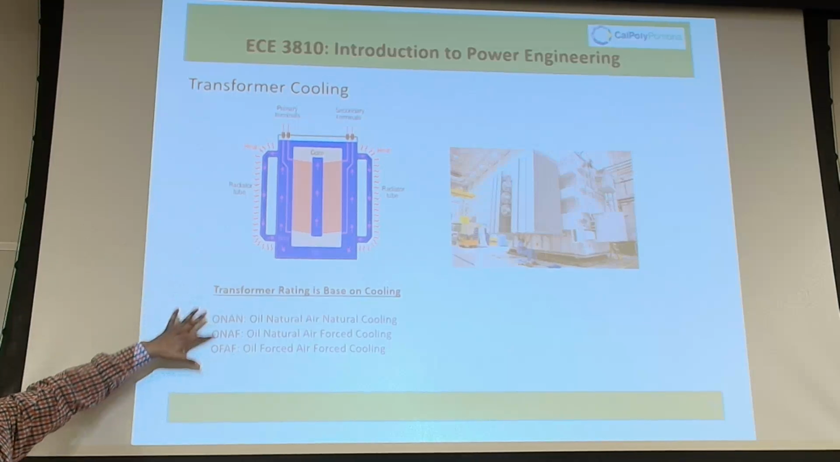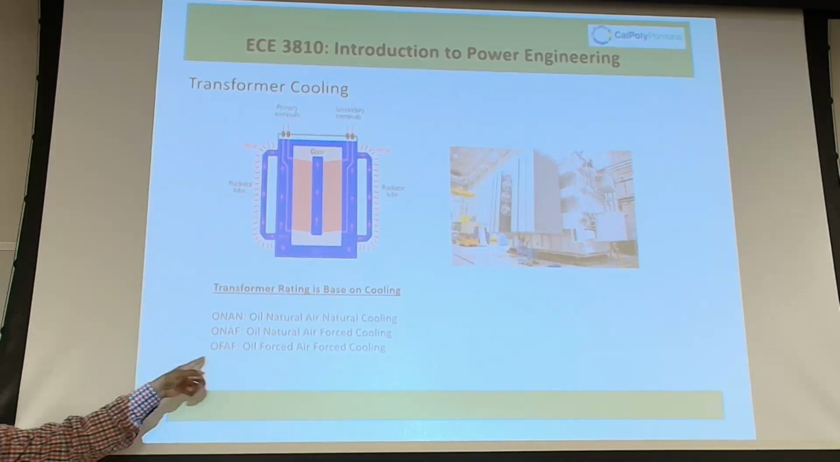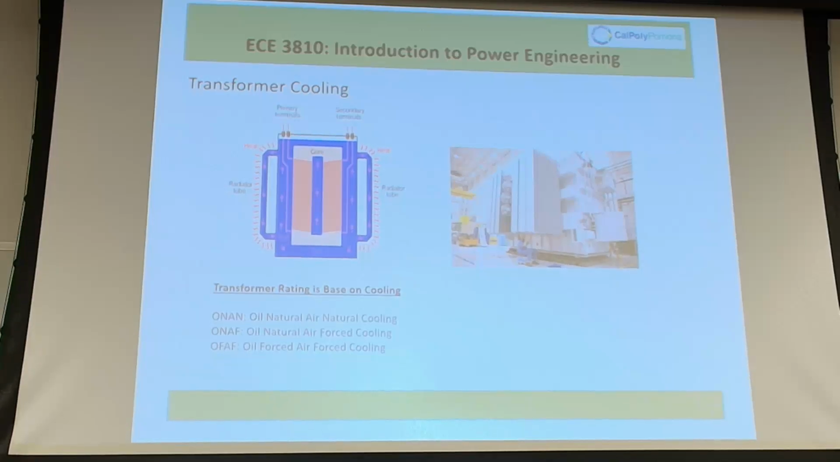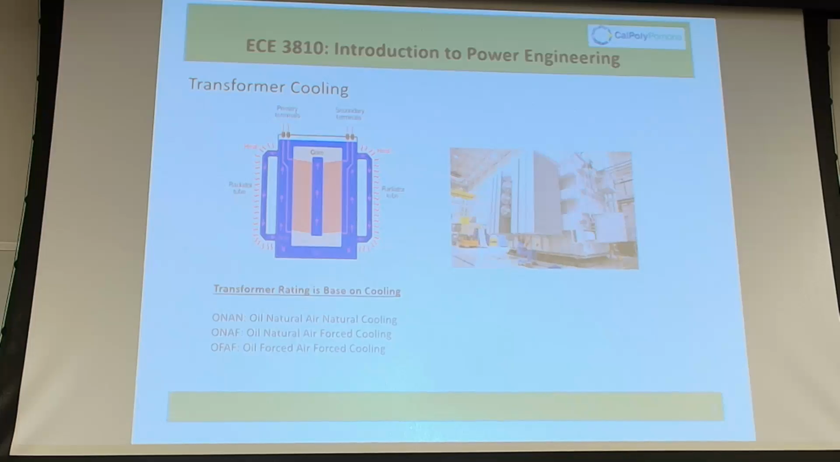Once you get out there, you're going to hear this terminology: ONAN, ONAF, OFAF. Like I said, those are three different types of cooling for transformers. The oil is just natural oil. By the way, there have been questions about using ester fluid. Some companies like PG&E are telling big transformer manufacturers to use ester fluid. It has a much higher boiling point, so you can push more power through it without having to worry about the oil overheating. And it's not conductive.